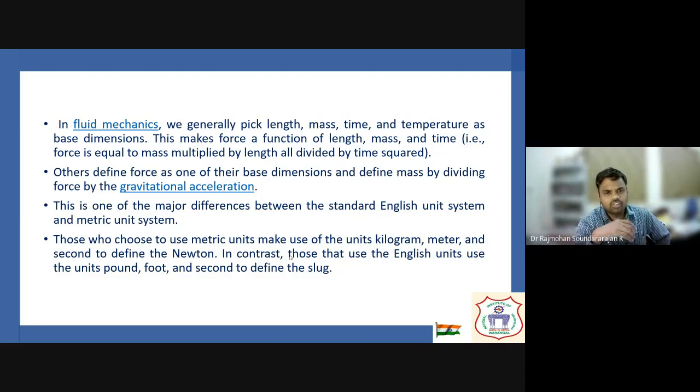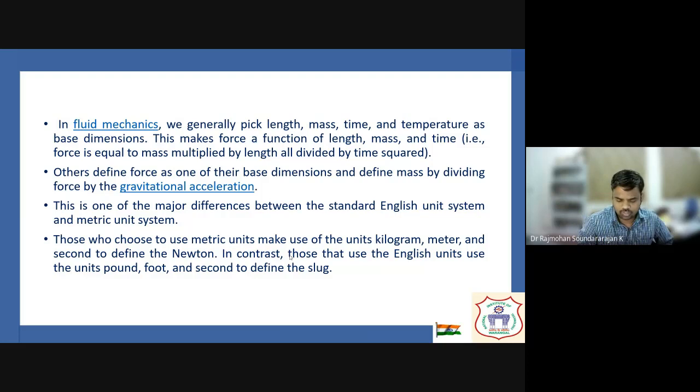So this makes force a function of length, mass and time, because force is equal to mass multiplied by length all divided by time squared. Others define the force as one of their base dimensions and define mass by dividing the force by gravitational acceleration. This is one of the major differences between the standard English unit system and our metric unit system. So those who choose to use the metric unit system must make use of the units of kilogram, meter and second to define the Newton.